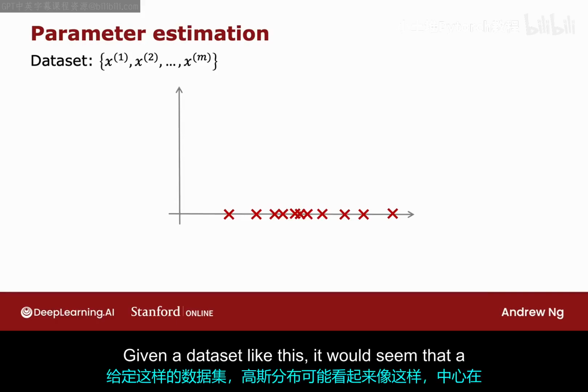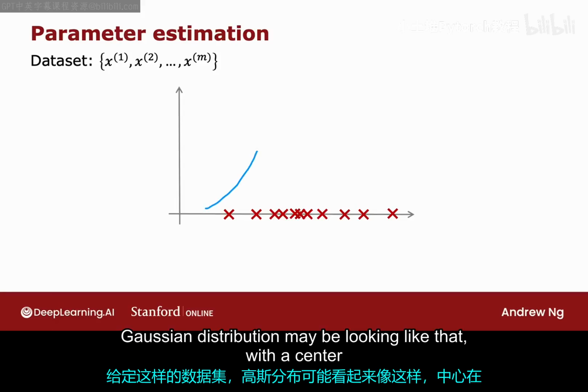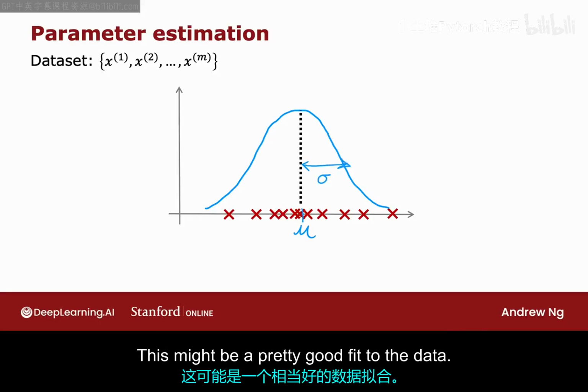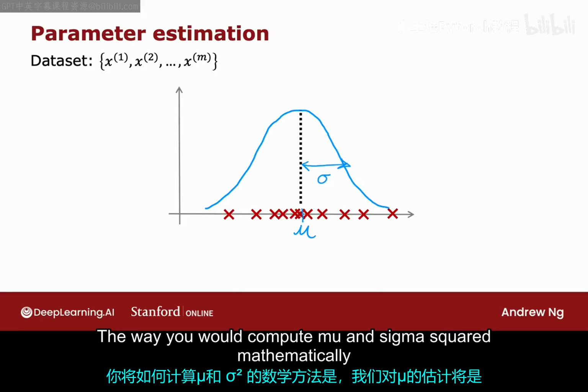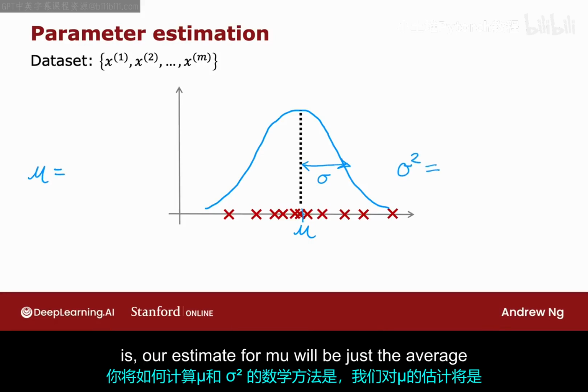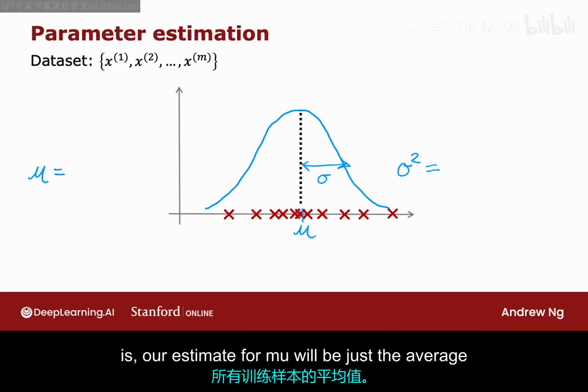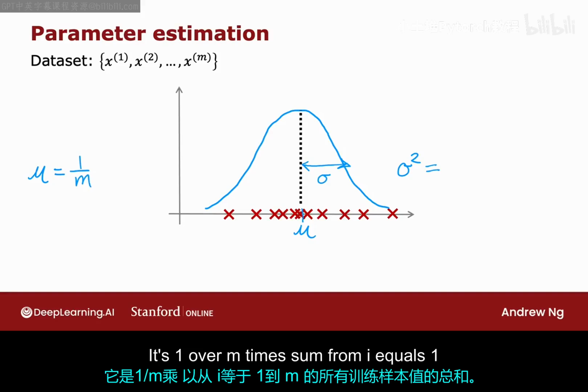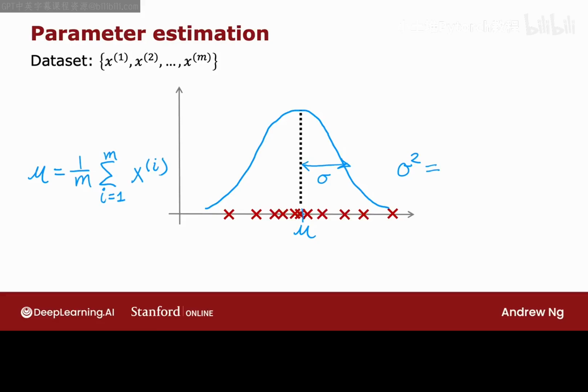Given a data set like this, it would seem that a Gaussian distribution may be looking like that, with a center here and a standard deviation kind of like that. This might be a pretty good fit to the data. The way you would compute mu and sigma squared mathematically is, our estimate for mu will be just the average of all the training examples. So it's 1 over m times the sum from i equals 1 through m of the values of your training examples.